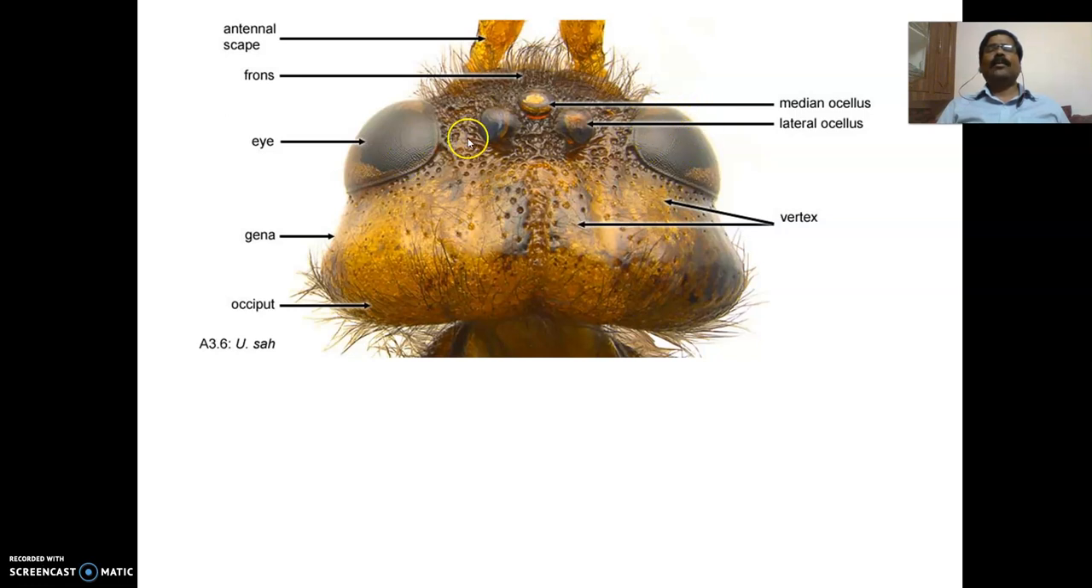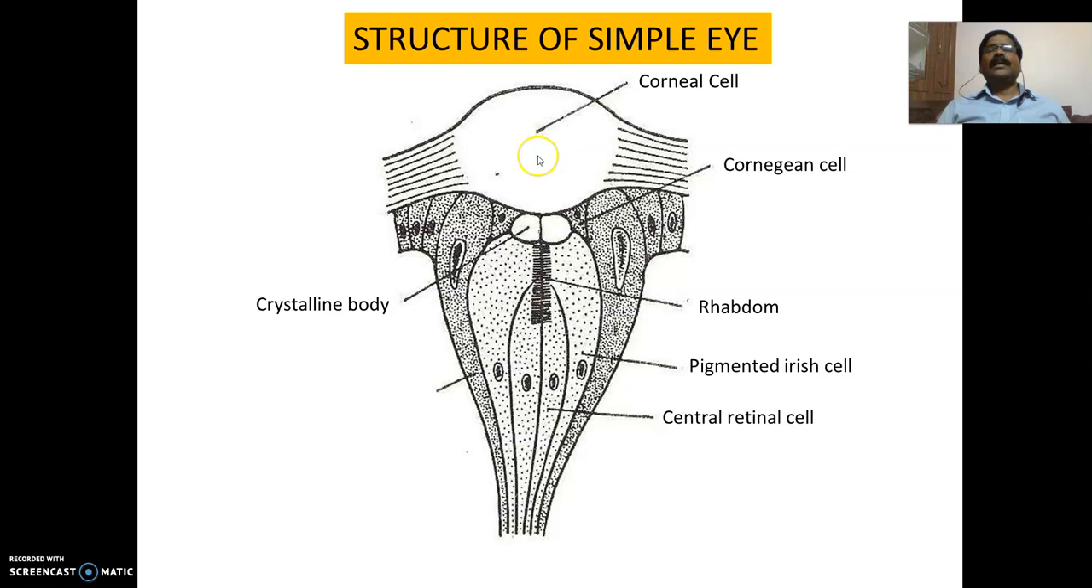So in between the two compound eyes, you can see three dorsal ocelli. One is the median ocellus and two are lateral ocelli. Now this is the structure of the simple eye. It is just like the ommatidia, where you can see the corneal cells, then the Cartesian cells, then the crystalline body, the rhabdom, the pigment cells, and the central retinal cells.